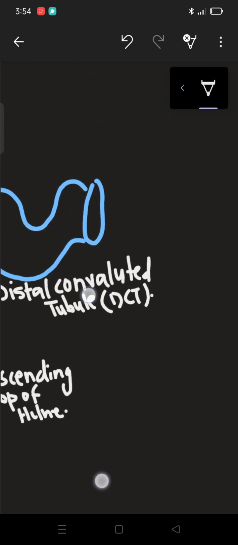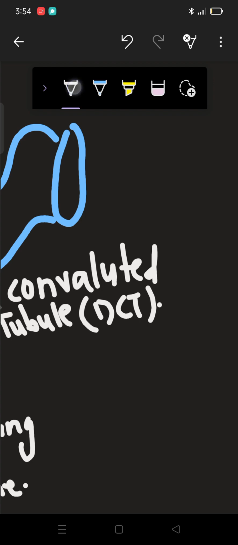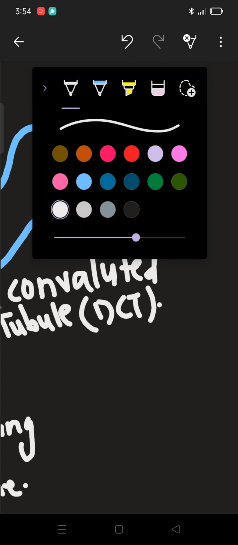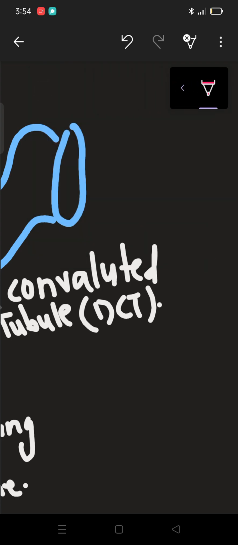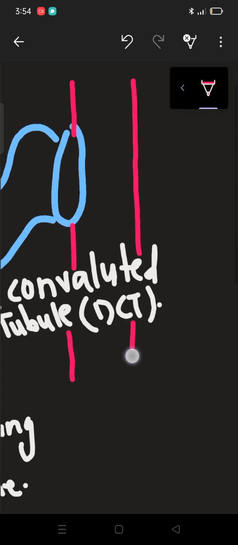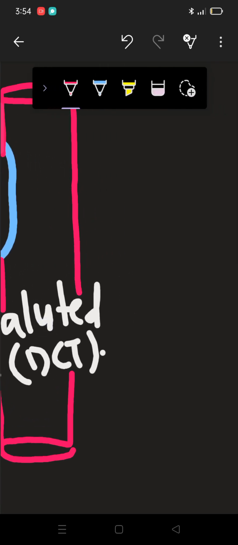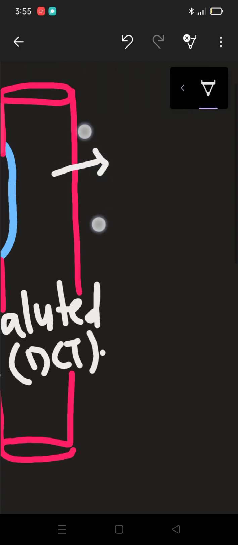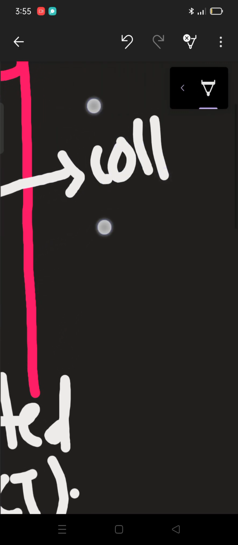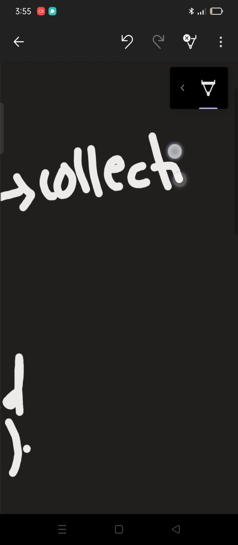Then it is entering a tube which is known as the collecting duct. So I am making the collecting duct here. So here is the collecting duct. I should write here with white color. This is the collecting duct.